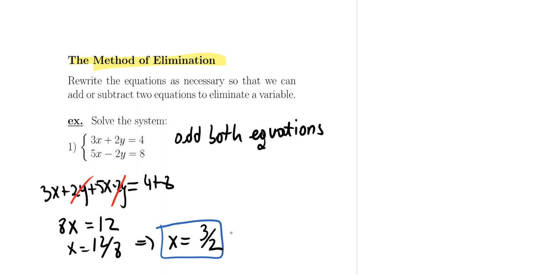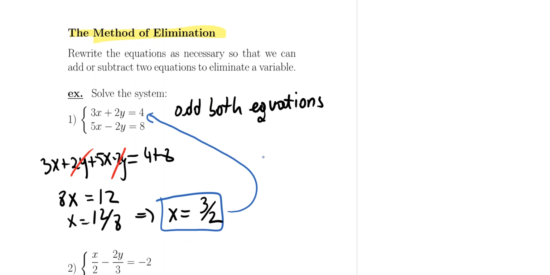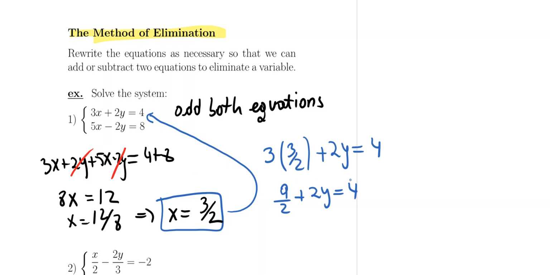So I'm going to use this in one of the equations. So I'm going to do 3 instead of x. I'm going to put 3/2 plus 2y equals 4. So this will give me 9/2 plus 2y equals 4. Let's multiply by 2. And get 9 plus 4y equals 8.